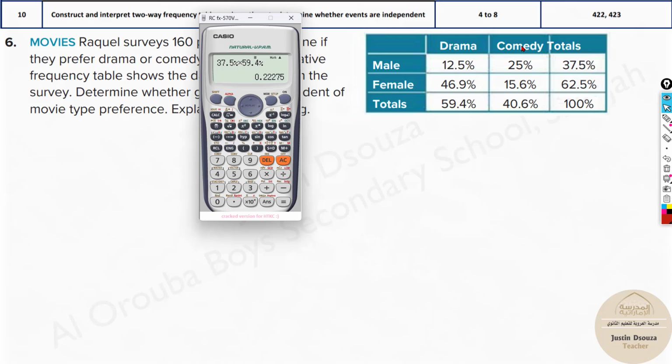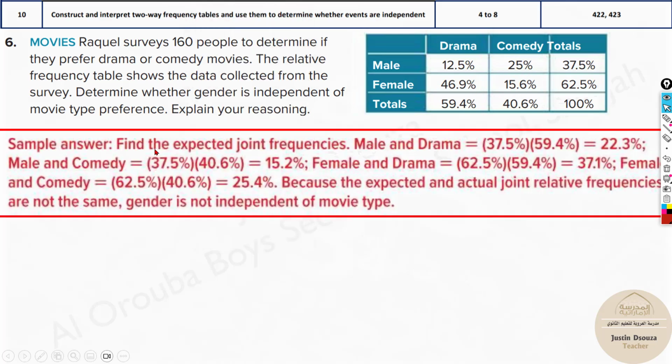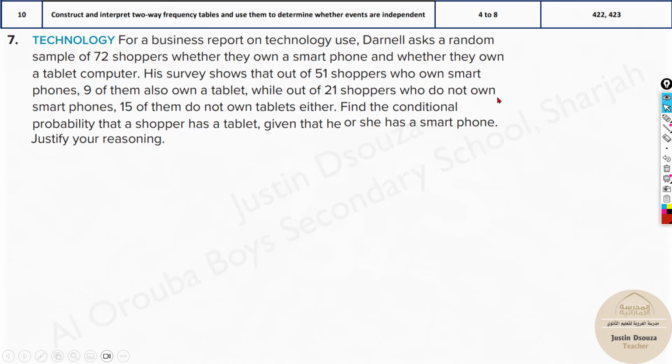Now, if you want this male comedy movies, you should take the total of male and multiply it with the total of this comedy movies. And then, if you get 25%, that means expected and the actual ones are same. But here it's not same. You can see the expected joint, what we expect by multiplying, is not matching. So therefore it is not independent. If at all they were all same, then it would be independent.